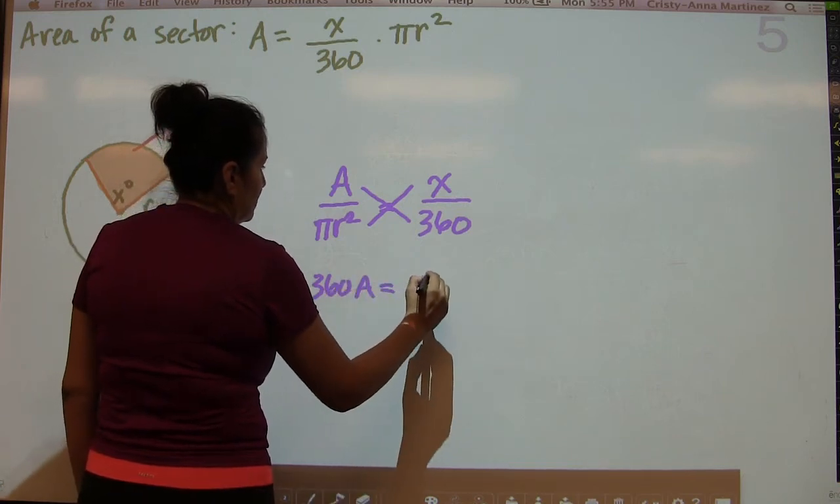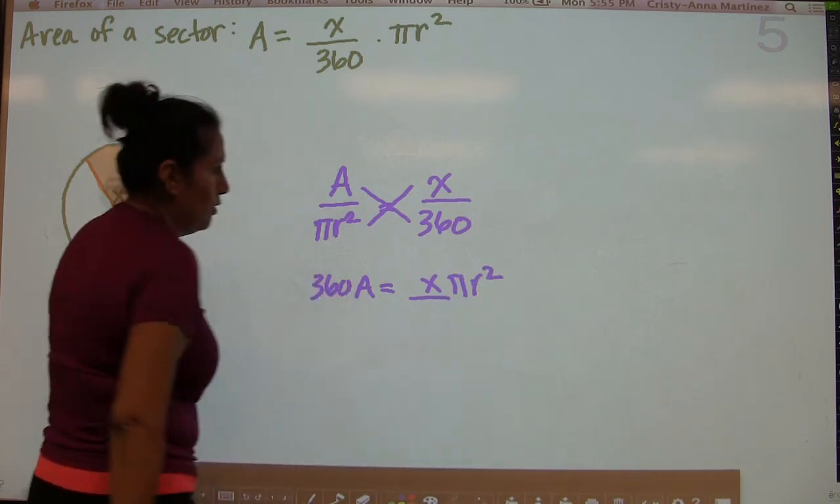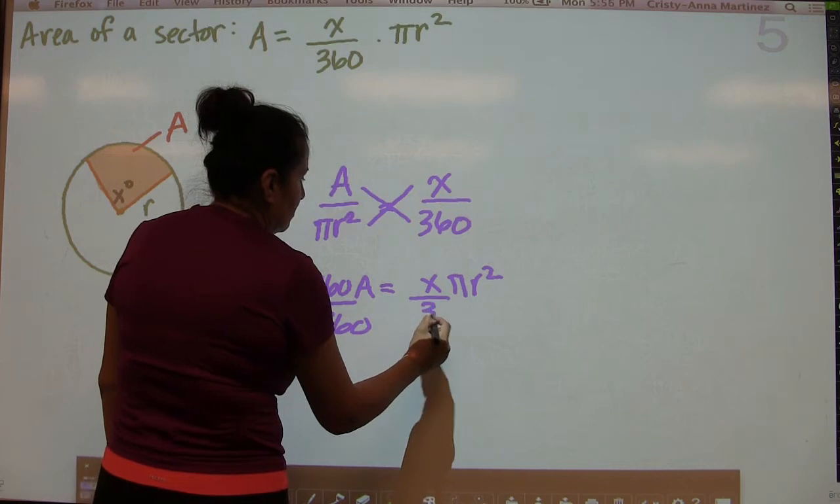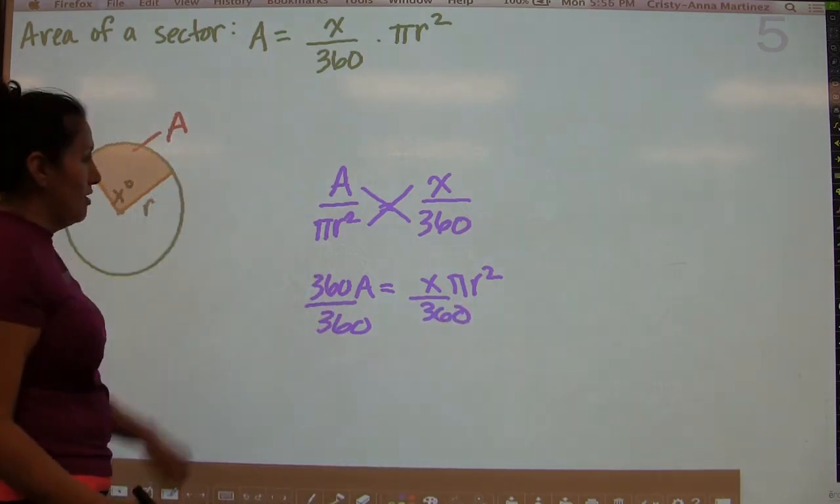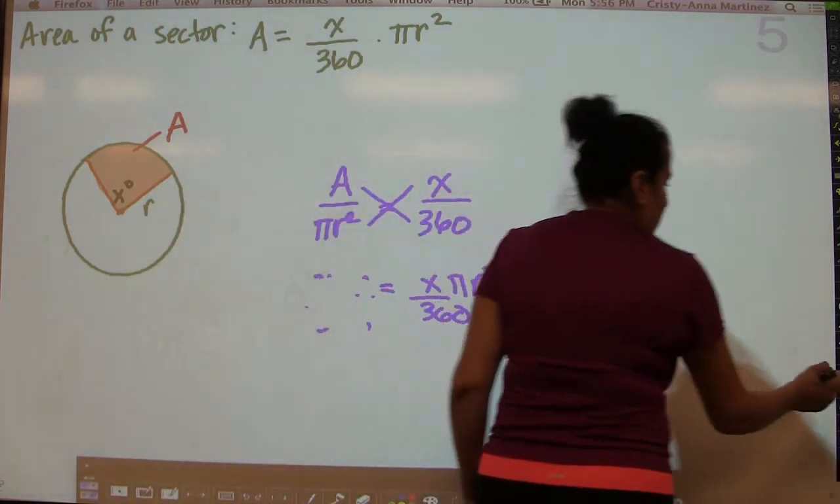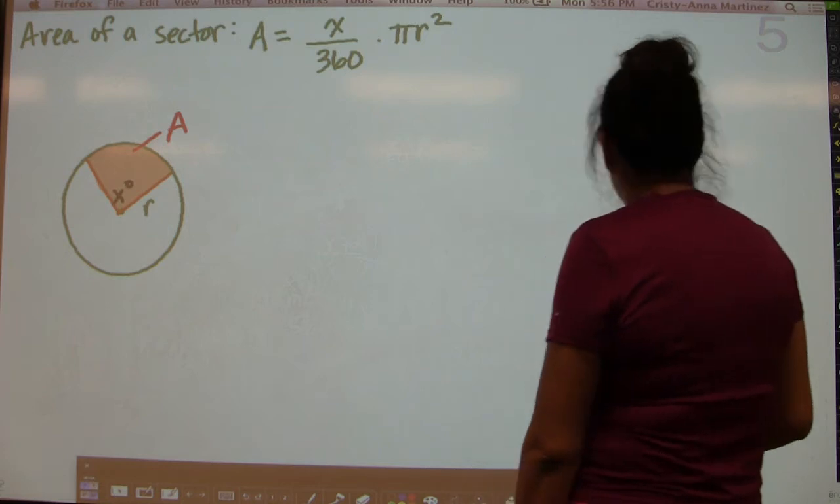360a equals x pi r squared, like so. X times pi r squared, divide by 360, and voila, you have the formula there. Now, it's not entirely detrimental to you if you don't fully understand that. You can ask me in class to further clarify.